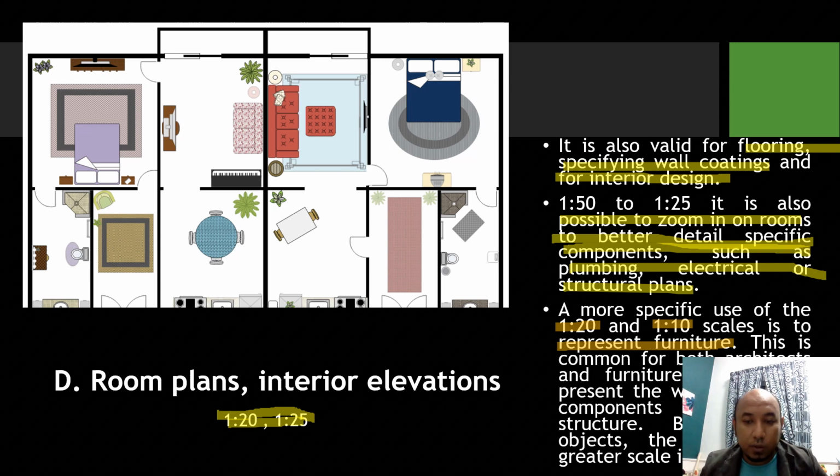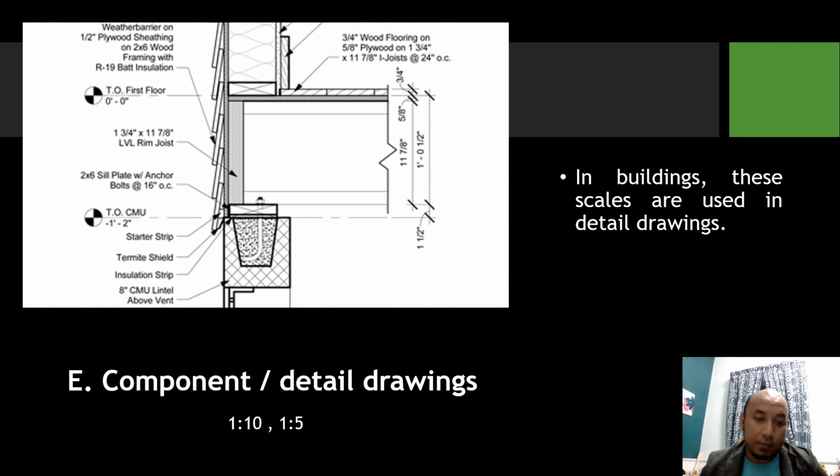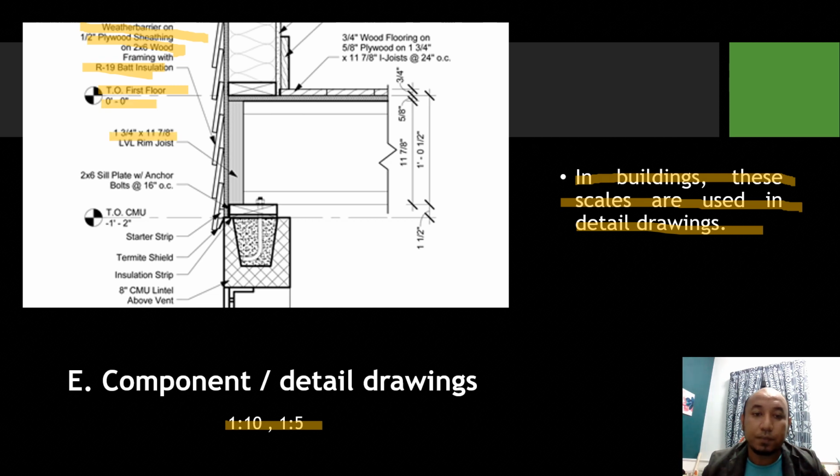Being a smaller object, it needs a greater scale and evidence. And then for the component detail drawing, the ratio is 1:10, 1:5. In buildings, these scales are used in detailed drawings. So this is the detailed drawing. As you can see, every detail for the element that you want to highlight, for example, for this area, all right.